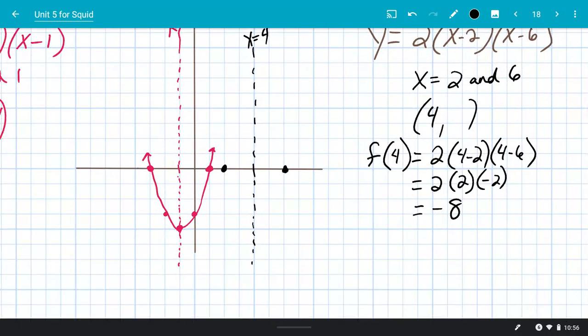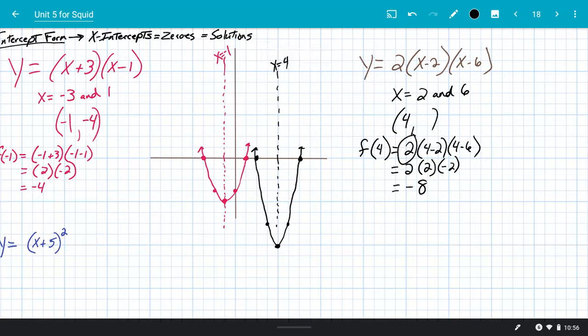So my vertex then is at -8. 1, 2, 3, 4, 5, 6, 7, 8. Way down here. Do I need another point? Not really, but I'm going to go ahead and use my A to find another point. My A is 2, so up 2 over 1, up 2 over 1. Boom. There is my parabola. Cool?